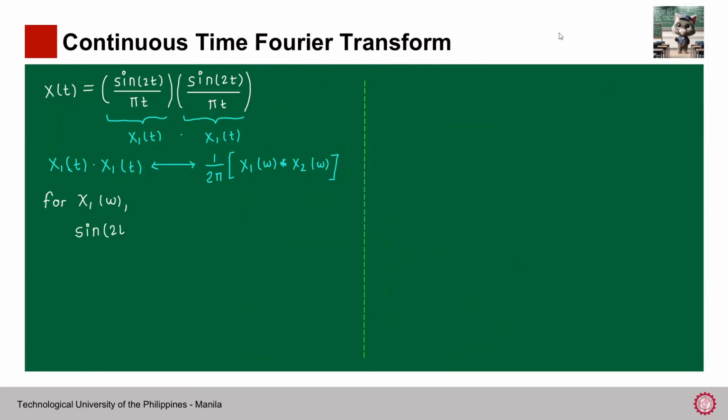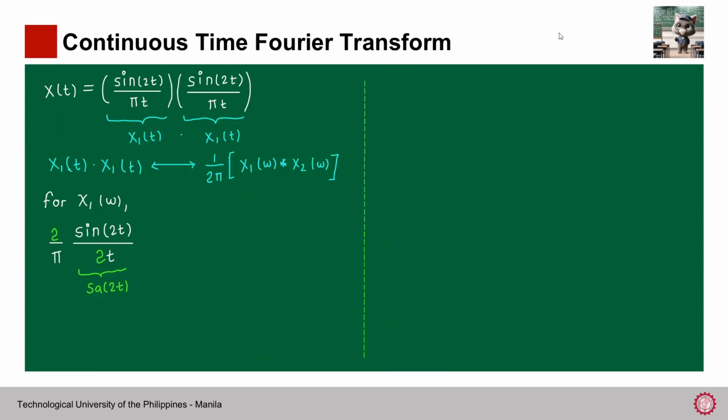So, similar sa ginawa natin kanina, guys, di ba, sine of pi t over pi t? But instead of over pi t, gagawin natin over 2t, para maging sampling siya. Tapos yung pi, i-move natin dito. And then, of course, para ma-balance, may 2 tayo sa harapan. Ganun yung nangyari. So that we can write this as sampling of 2t.